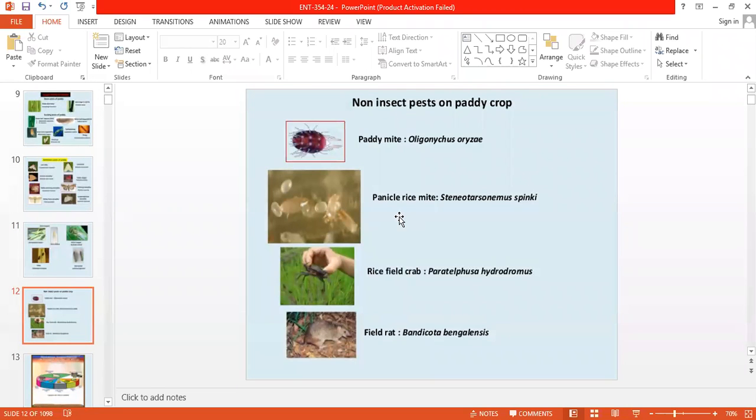The non-insect pests mainly are paddy mite, panicle rice mite, rice field crab, and field rat. So these are the major non-insect pests of paddy: two species of mites, field crab, and field rat.